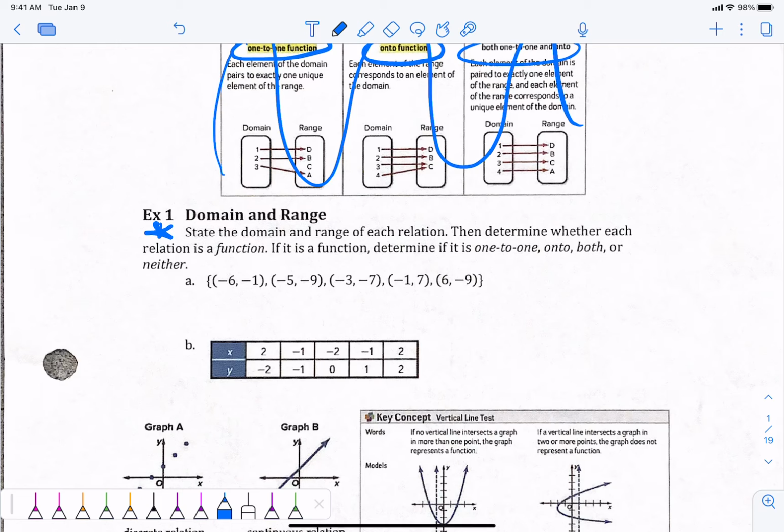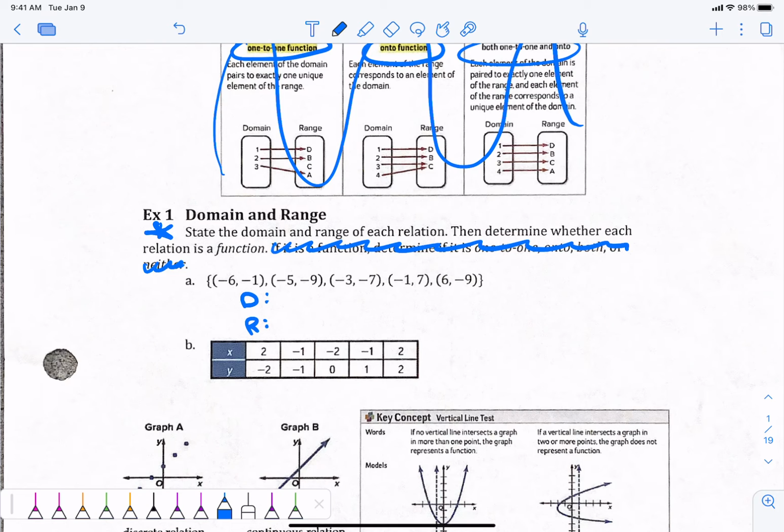Then determine whether each relation is a function, so a function or not a function. Remember we did that in chapter 0. And then it says, if it is a function, determine if it is one-to-one, onto, both, or neither. You can skip that part. We're not going to do that part of it. So two things that we need to list out: we need to do domain and range, and then we need to list, is it a function, yes or no. That's mainly what we're going to focus on. So domain and range, we're going to list those out.